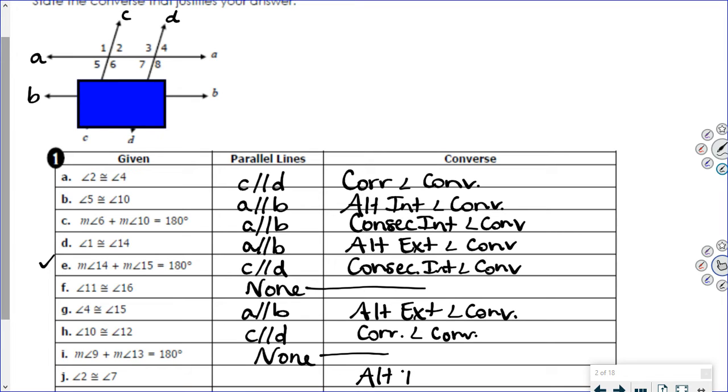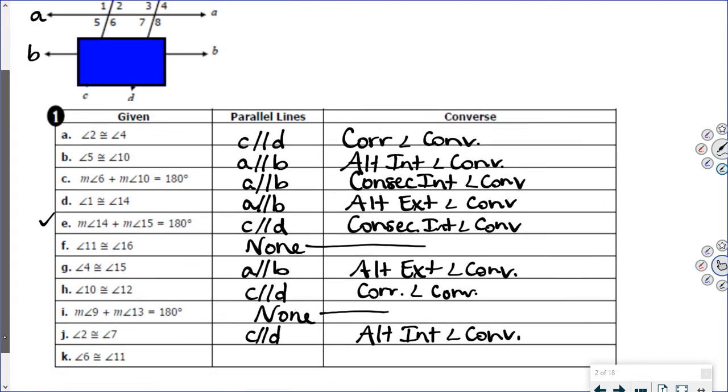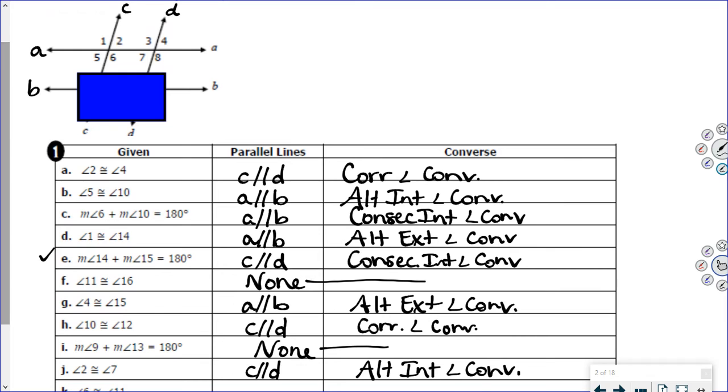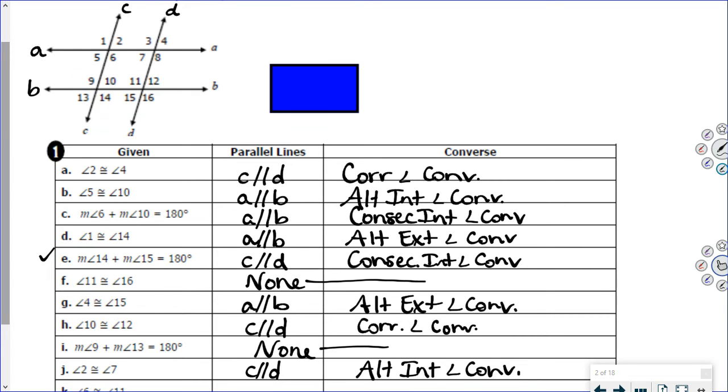They are supposed to be congruent, which if we look at our information, they are. And so by the alternate interior angle converse, we can say that those lines C and D are parallel. Go ahead and try out part K there.